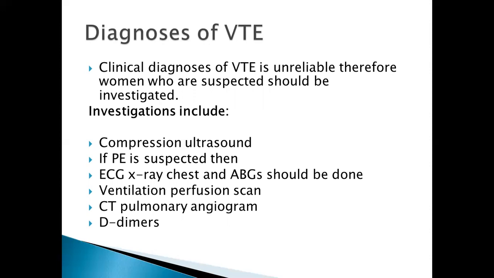If all the tests are normal, but there is high clinical suspicion of pulmonary embolism, a ventilation perfusion scan or a CT pulmonary angiogram should be performed. Nowadays, D-dimers are commonly used as a screening test for thromboembolic disease in non-pregnant women, in whom it has a high negative predictive value. But in pregnancy, due to the physiological changes, D-dimers cannot be as reliable as in non-pregnant women.